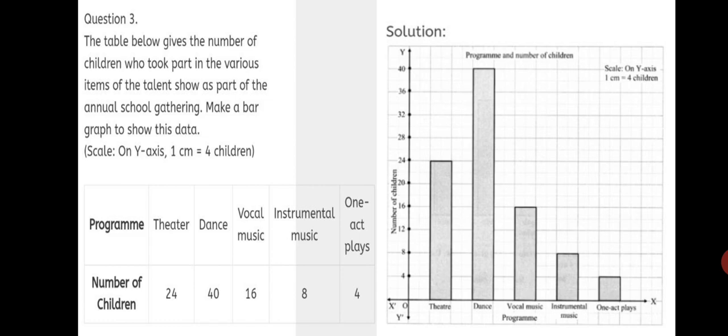Theater number is 24. So where you see number 24, till then you will mark and shade for theater. Dance is 40. So above dance on the x-axis you will reach till number 40, exactly where 40 is shown, and shade the bar. Vocal music is 16, so you will shade for vocal music up to 16. The number should match from the left hand side y-axis. Instrumental music is 8 and one act plays is 4.